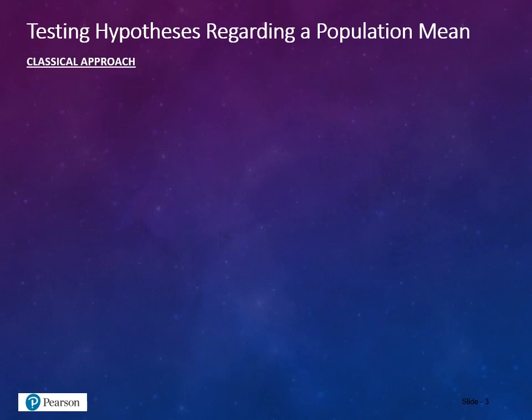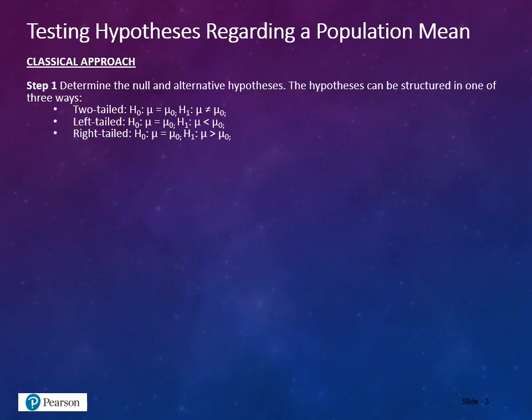So now let's look at the steps. For the classical approach, we first are going to determine the null and alternative hypotheses. And of course, these can be structured in one of three ways: either a two-tailed, where the alternative is that it's not equal, the left-tailed, where the alternative hypothesis is that it's less than the value given, and then the right-tailed, where the value is greater than the value given that we're looking at.